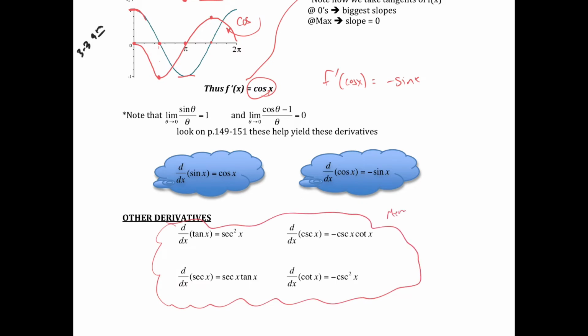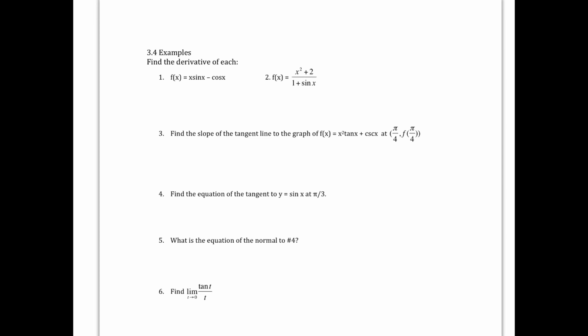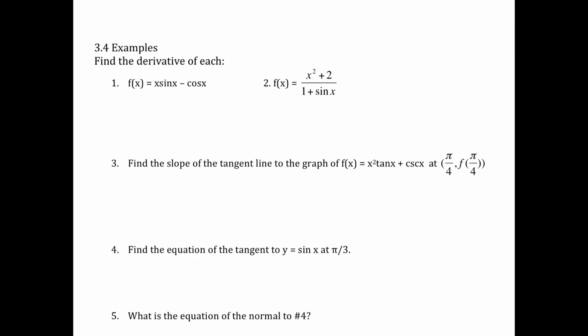So memorize. If you really want to see the proofs of them, I think Stewart does prove each of them. It's a little difficult at this point. But the best way you can understand these is graphically, just like how I showed you the derivative of sine is cosine, and the derivative of cosine is negative sine. All right, so now we're going to do some examples. Let me enlarge this, move this down, and we're going to do some of these examples.